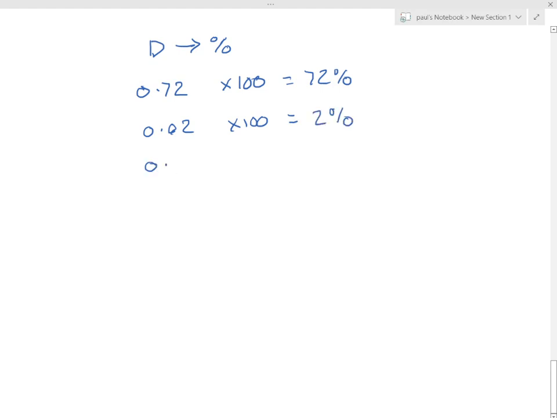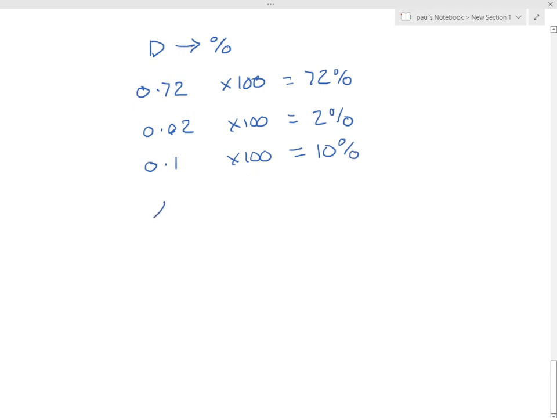Now, to add into the mix, we might have percentages. So how do we change decimals into percentages? We'll go the other way around, and then we'll do the fractions. A decimal, 0.72. What we do is we multiply by 100, and that gives us 72%. 0.02 multiply by 100, and that gives us 2%. 0.1 multiply by 100, that gives us 10%.